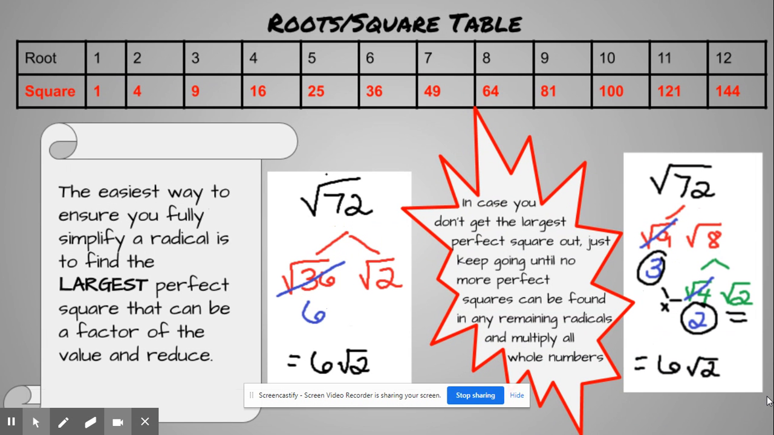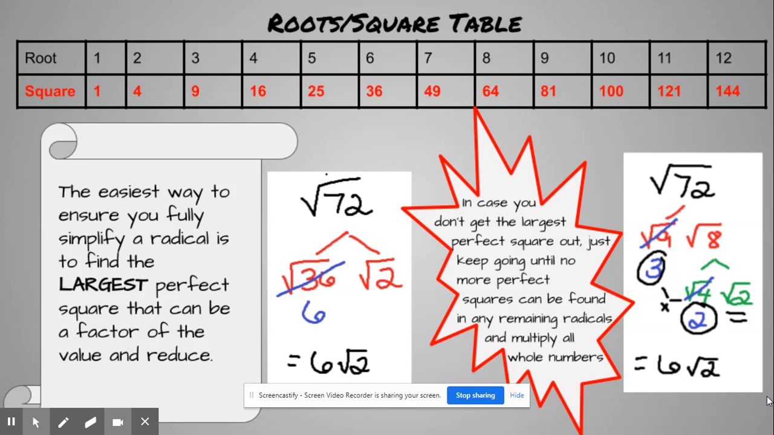Hi guys, so today we're going to take a look at simplifying radicals as we move forward in this next section of solving quadratics. It's going to be really important that we know how to reduce radical values. We're not going to just simply place it in a calculator and get a decimal answer. We want to know what the radical is in its simplest form.